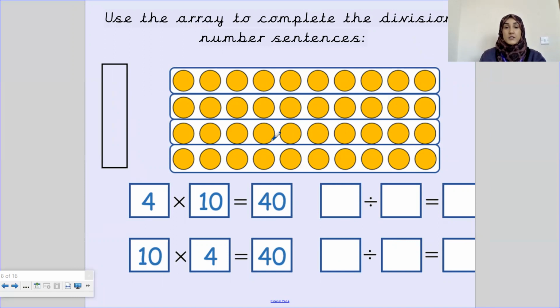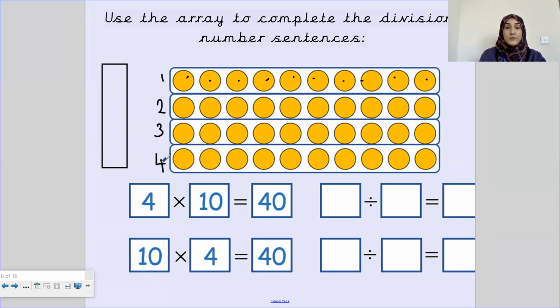Okay, first, I can see that this array has been grouped into rows. So first, let's count. How many rows do we have? We have 1, 2, 3, 4. There are 4 rows, okay? And how many counters are in each row? Let's count. 1, 2, 3, 4, 5, 6, 7, 8, 9, 10.